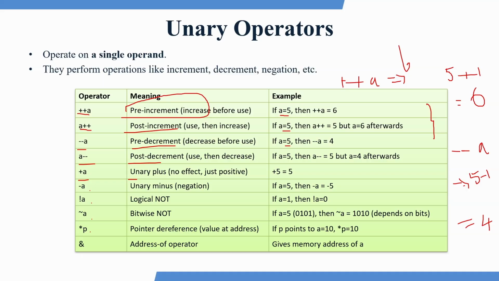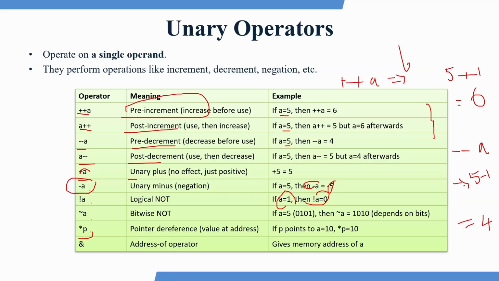Likewise, this is unary plus. Plus indicates a positive number. Minus a indicates a negative number. If you make a as minus a, the value stored in a, plus 5, will be changed to minus 5. Logical not means if the value stored in a is 1, it will turn the value to 0. Bitwise not means it will switch the bits, zeros as ones and ones as zeros.